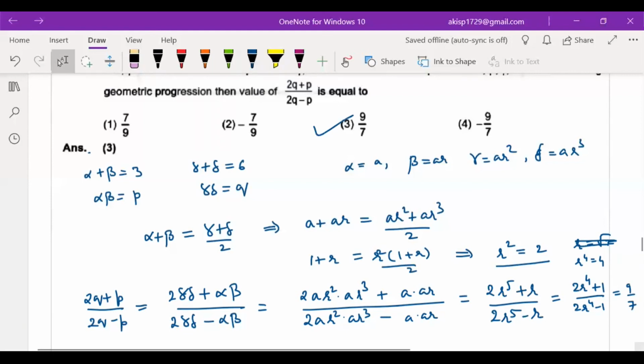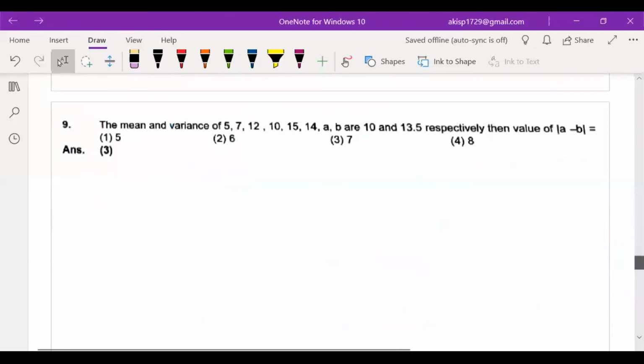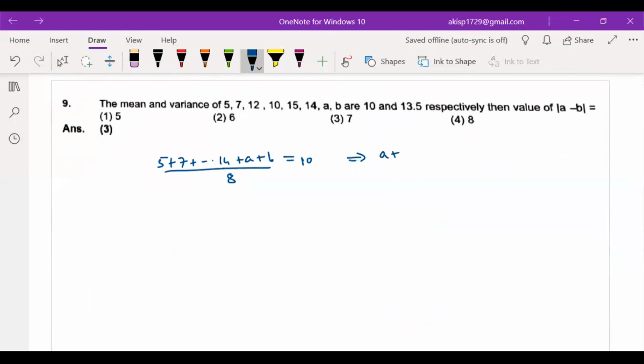Okay, so let us move on to the next question. The mean and the variance are given. So this is a simple question. Mean means the average of all these. So the average of all these numbers is given to us as 10. That means 5 plus 7 plus so on, and 14 plus a plus b, these numbers are 8 in number. So this by 8 is given to us as 10. So this gives me the a plus b value. I can see that a plus b comes out as 17 here.